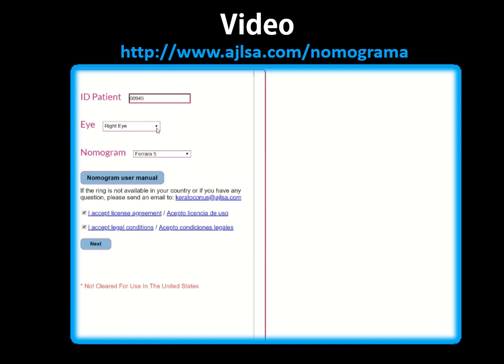You can choose one of those. I chose the Ferrara 5, for example. I will press next, and over here I will see the shape of the back floor of the back elevation. I will choose, for example, here the nipple cone, and I will enter the K1 and K2 and the axis according to the topography of that patient. Also, I will put the pachymetry over the steepest axis and over the thinnest patch where the ring will be inserted.